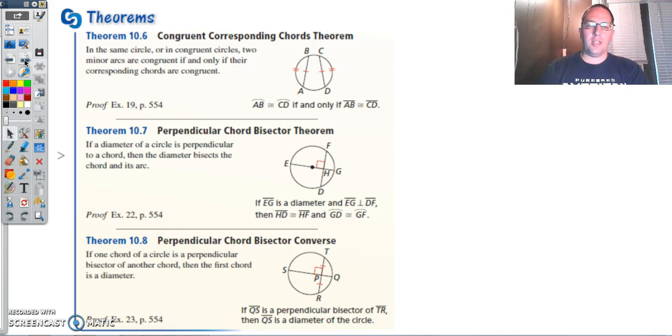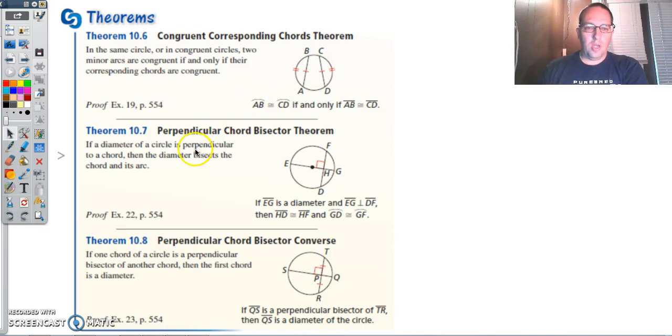What this says is that in the same circle, or two congruent circles, two minor arcs are congruent if and only if the corresponding chords are congruent. So what that means is arc AB is congruent to arc CD if and only if the chord AB is congruent to the chord CD. Also, if the chords are congruent, then the arcs are congruent. But also, if the arcs are congruent, then the chords will also be congruent.